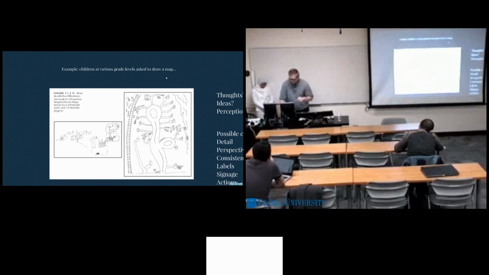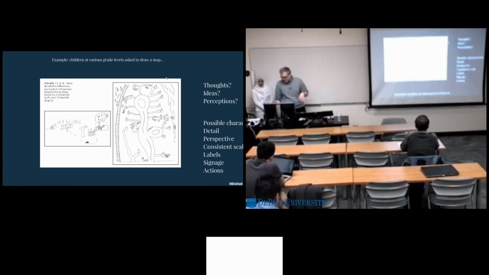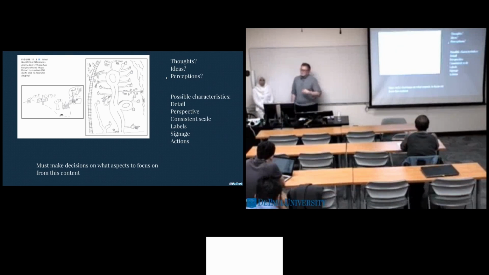So one example here from the book is that children at various grade levels were asked to draw a map. On the left, we have a 6-year-old map. On the right, we have a 13-year-old map. And just by looking at this, you can see that there's inherent structure to this that's different. So, of course, there'll be different qualities that we can extract from this. Some of those, detail, perspective, scale, for example, labels, signage, and actions.